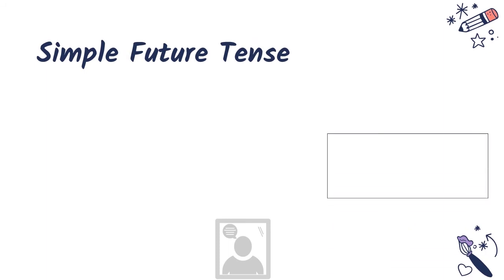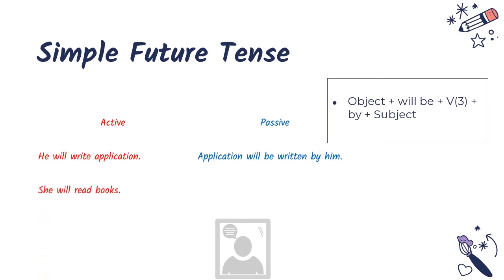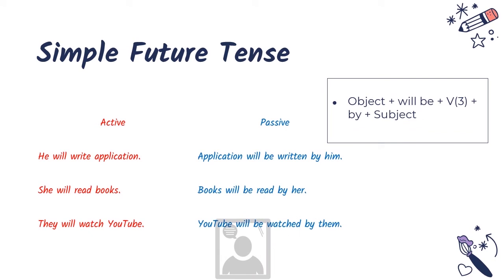Now we will talk about simple future tense. Its formula is object plus will be plus verb's third form plus by plus subject. He will write application. Application will be written by him. She will read books. Books will be read by her. They will watch YouTube. YouTube will be watched by them.